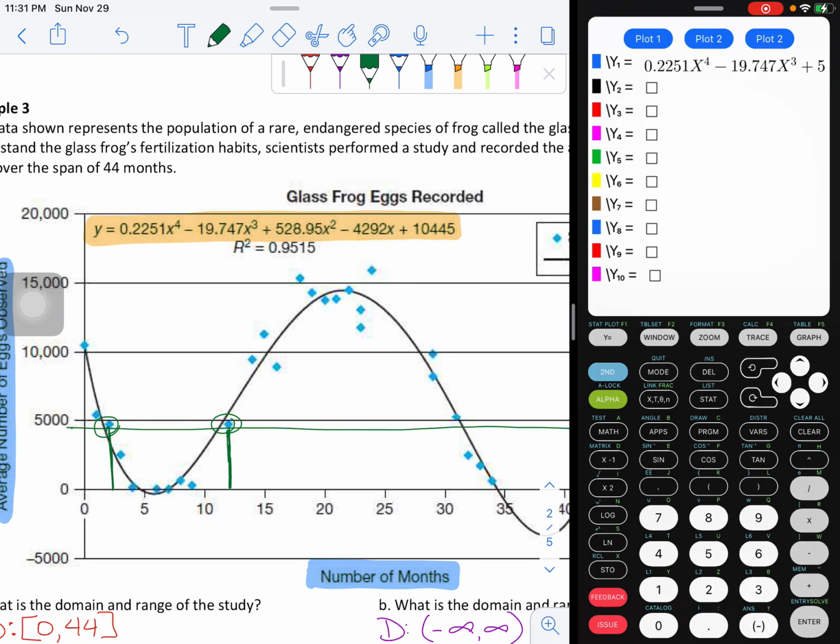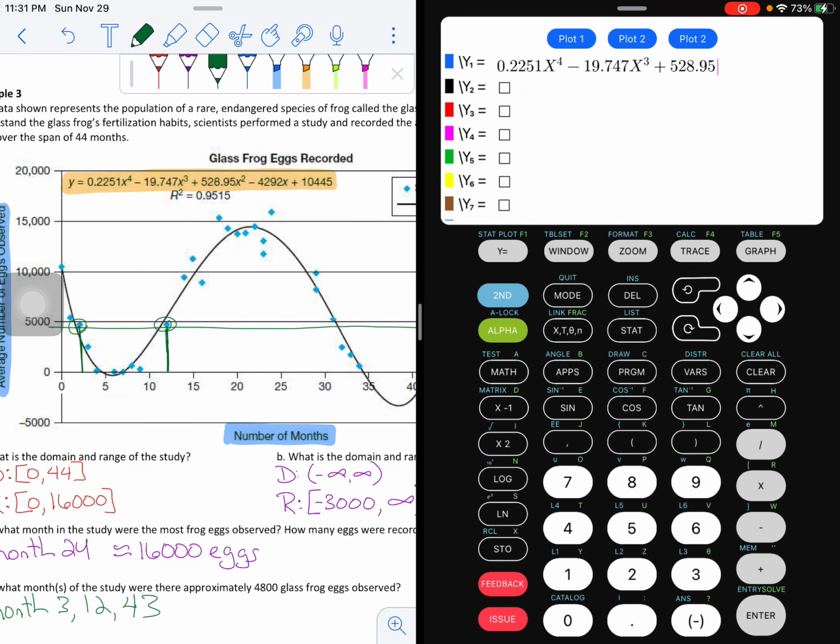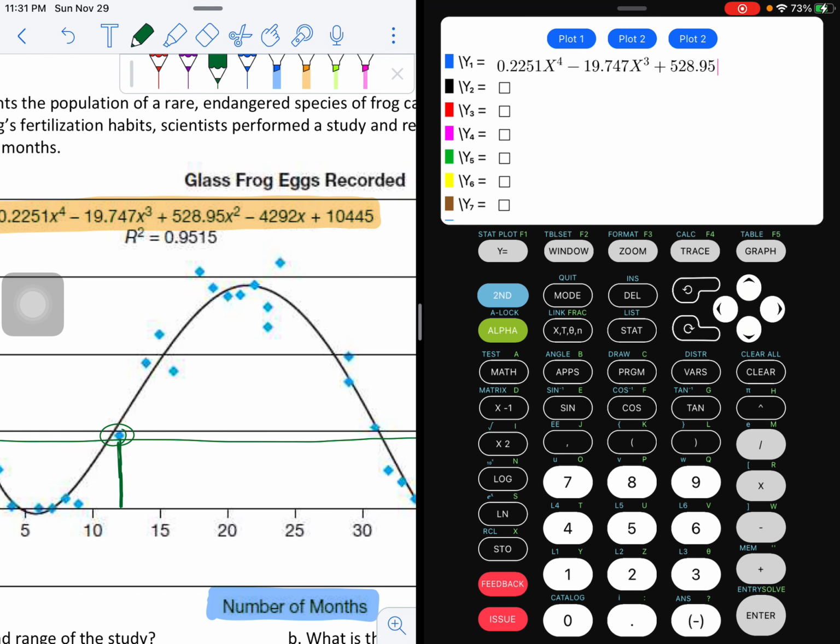Apparently I'm not going to do that either. Hold on a second. Oh, no, it is keeping on going. I was getting worried that I wasn't seeing it. Okay. I'm going to make this video eventually. All right, minus 4292x plus 10,445. I hope that's all the right values there. Let's see if I can get this thing to scroll over. Of course not.